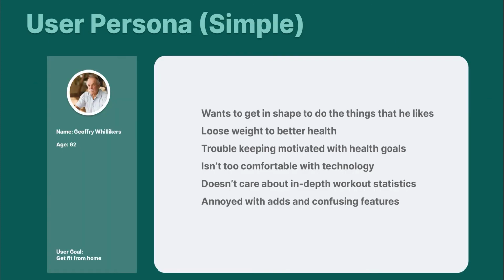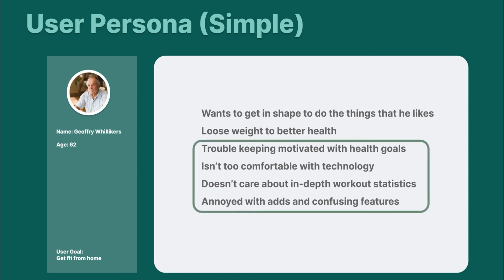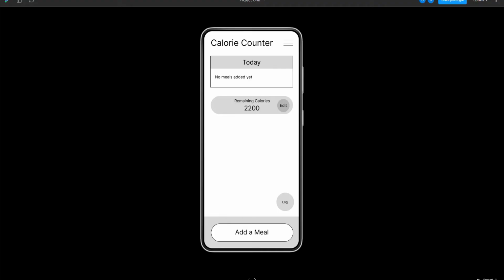To better understand the needs of the user, I created this user persona to help guide the design process. The most relevant details are that Jeffrey Willikers here has trouble keeping motivated with his health goals and isn't too comfortable with technology. He doesn't really need all the in-depth statistics and confusing features that come with some other fitness apps. Here we have those design principles in action.